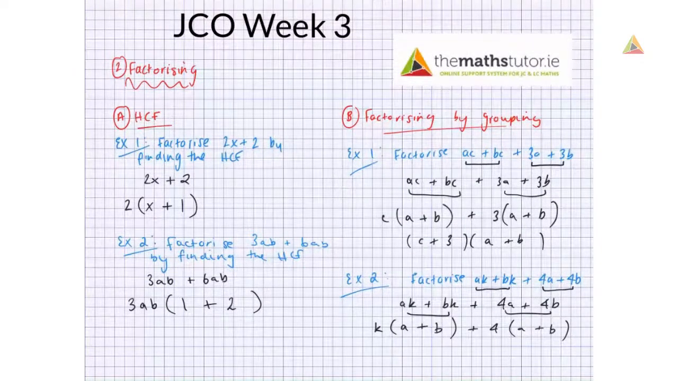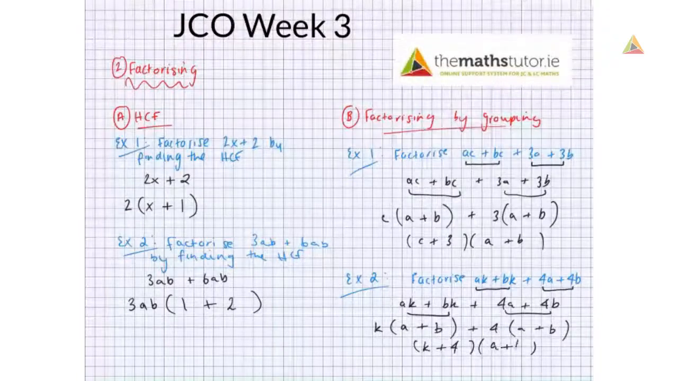And again, you will notice that you have the same letters in this set of brackets as you do here, which means that you're right. So you're going to open up your brackets again, and it's going to be K plus 4 in the first set, and A plus B in the second.